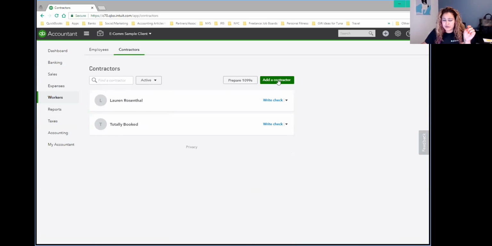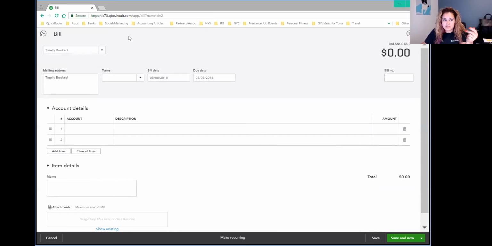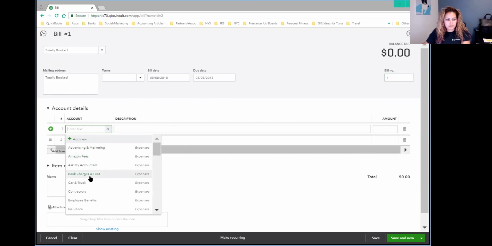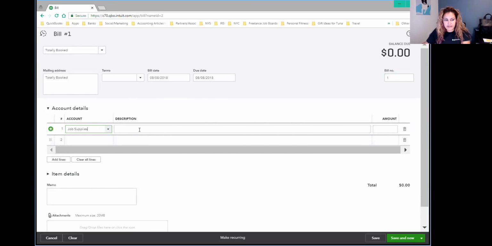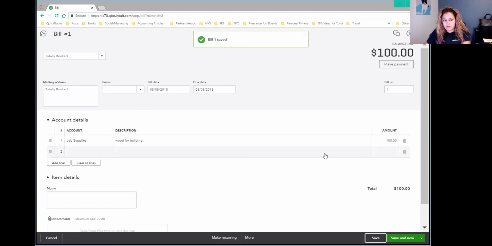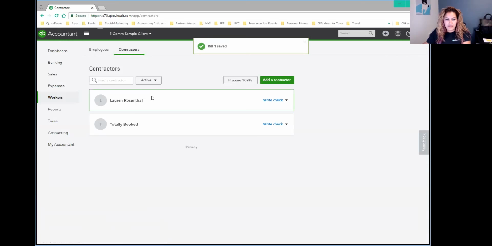You can add a contractor here, same idea. Prepare your 1099s, you can inactivate. On any little drop down here, there's always a little extra, you can create expense, you can create a bill. So let's say I have now billed this e-commerce client, bill number 1. Job supplies, wood for building, $100.